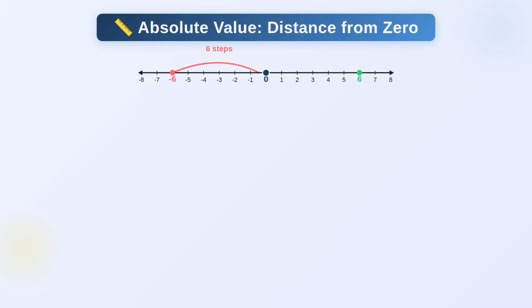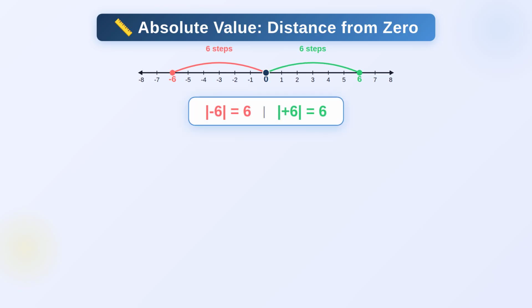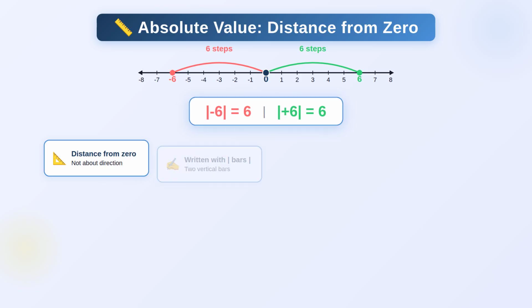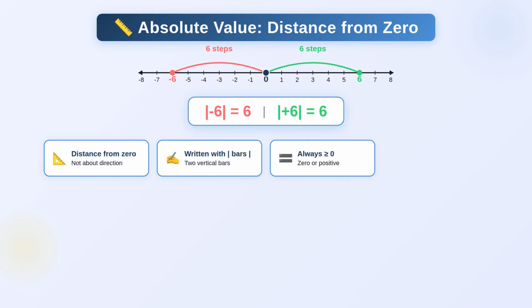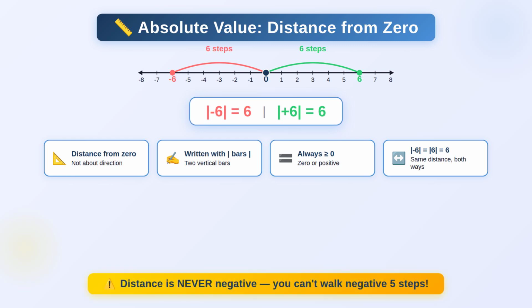Brrr. Here's a bonus concept that goes perfectly with integers: absolute value. Absolute value just means how far is this number from 0. It's about distance, not direction. The absolute value of -6 is 6, because -6 is 6 steps away from 0. The absolute value of +6 is also 6, same distance, just the other direction.